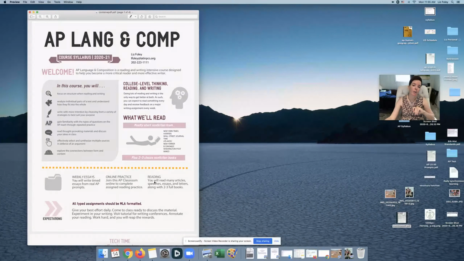And then finally, we will be doing some reading. I think to become good writers, they're going to need to be good readers. So we're going to read a bunch of nonfiction, things like speeches and essays and letters and articles, and a few longer texts, a few full-length books, which will also be nonfiction. This is a purely nonfiction course.